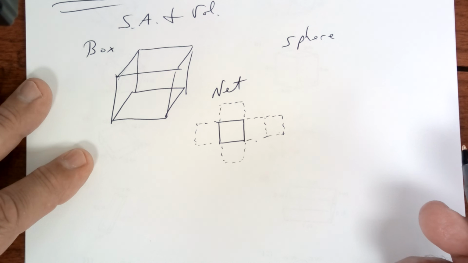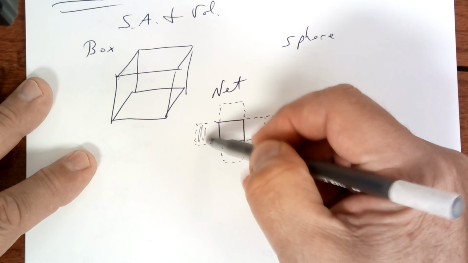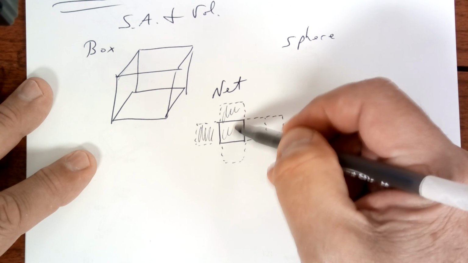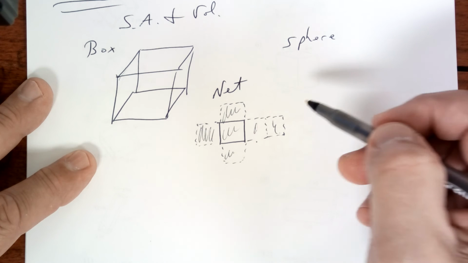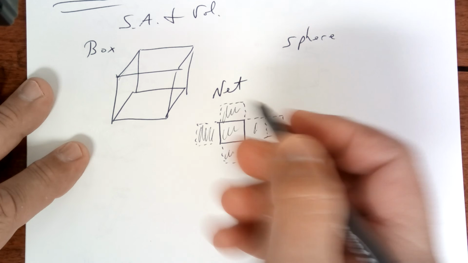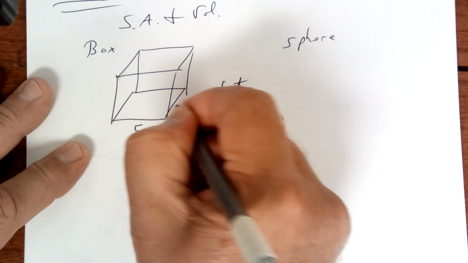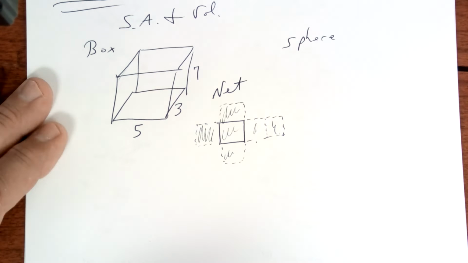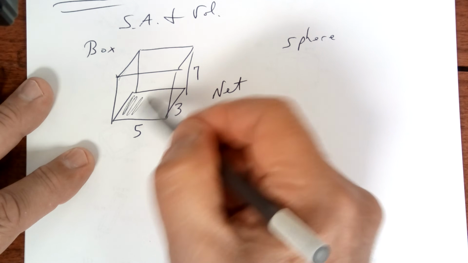But what we're going to do is find surface area. Surface area is not volume, but it's the surface. It's everywhere you can touch. It's the skin. So we're going to put some numbers in here: 5, 3, and 7. So the bottom here is 5 times 3.